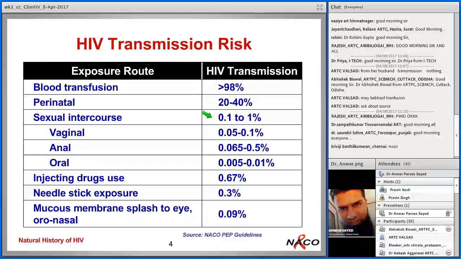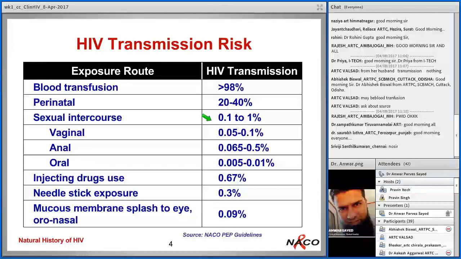Sexual route, if you see, most people think that if they have sex with an HIV positive person, they'll get HIV even if once. But surprisingly, that is not the case. If you see here, it is 0.1 to 1%. That means if you have sex with an HIV positive person multiple times, there is a very small risk that HIV may get transmitted from one person to another.